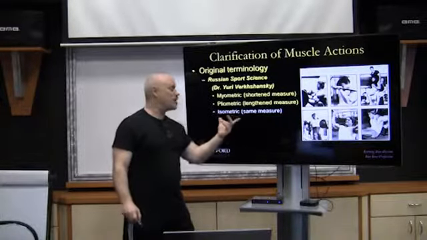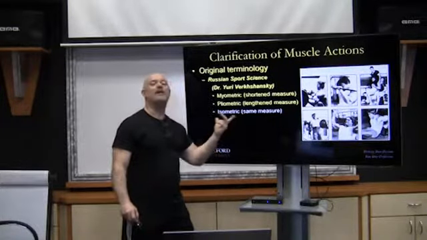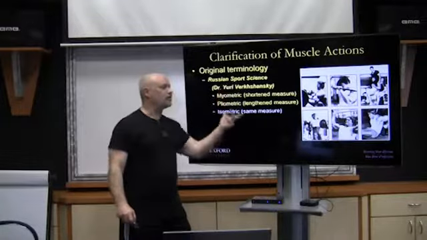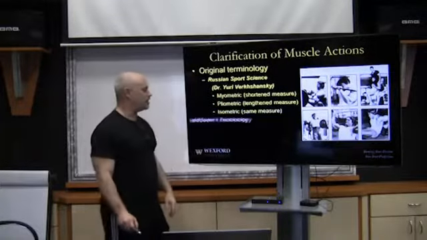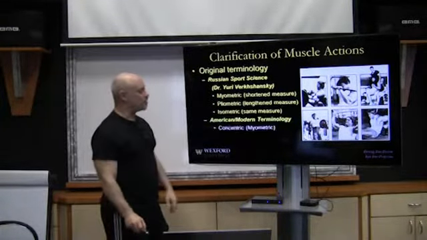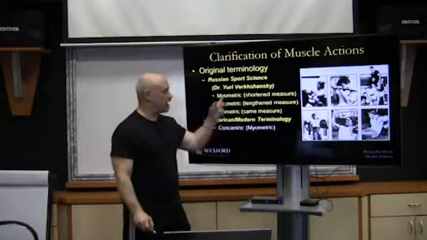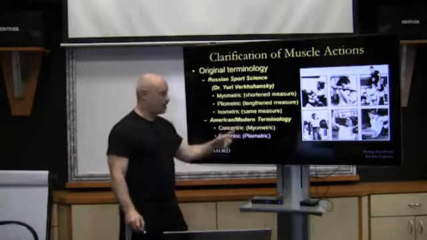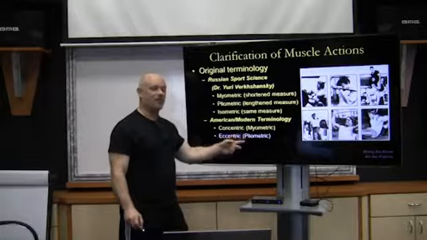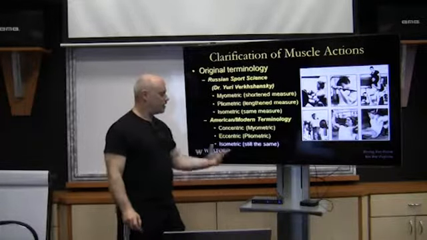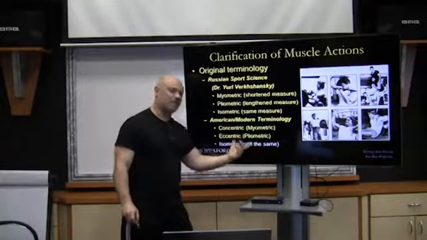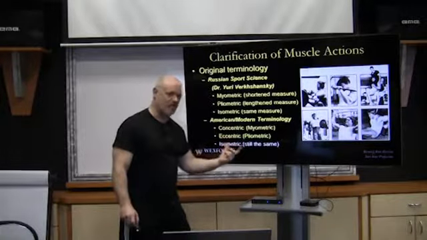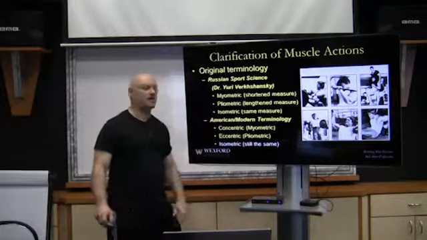It's the same measure, but this is the only term that we kept according to the original terminology. Like I said, the American modern terminology would mean concentric, which is myometric, shortening; eccentric, plyometric, lengthening measure; and we still kept isometric, the same measure. We still use that term these days.